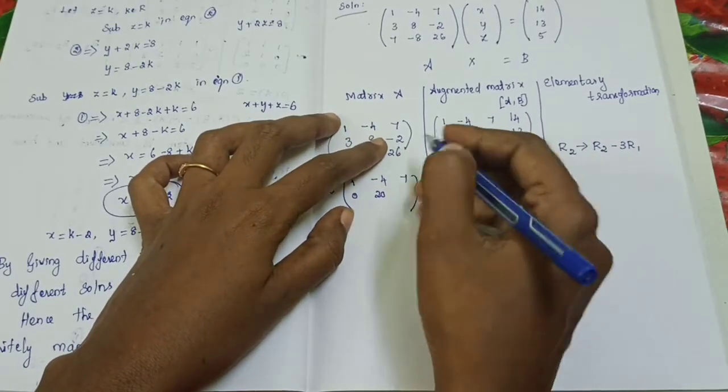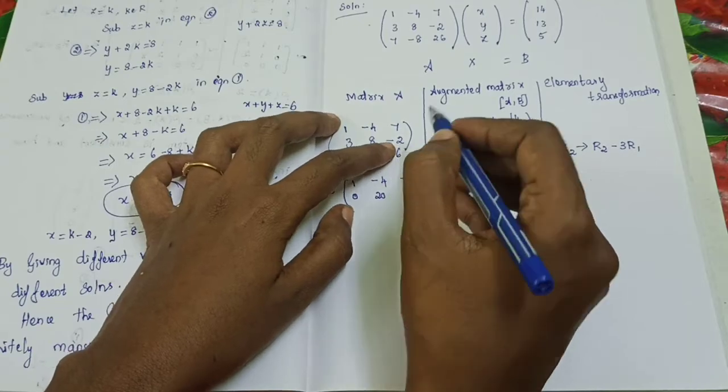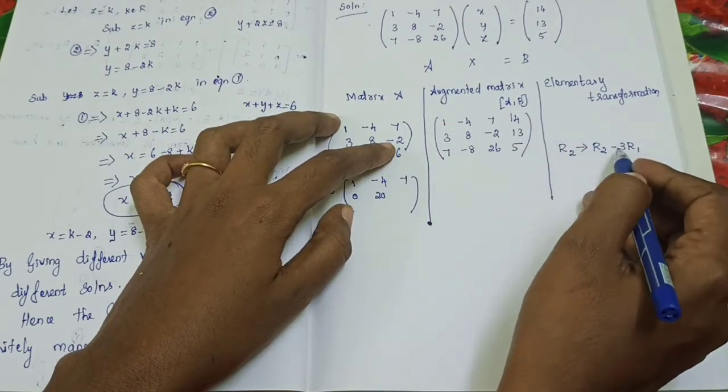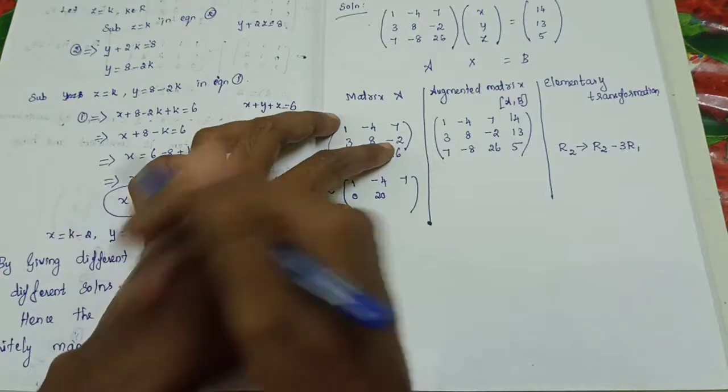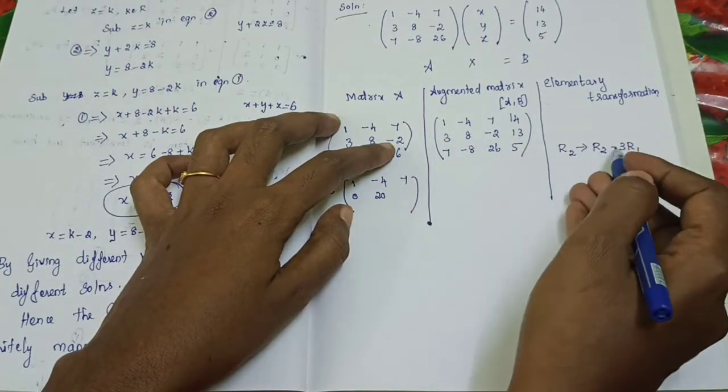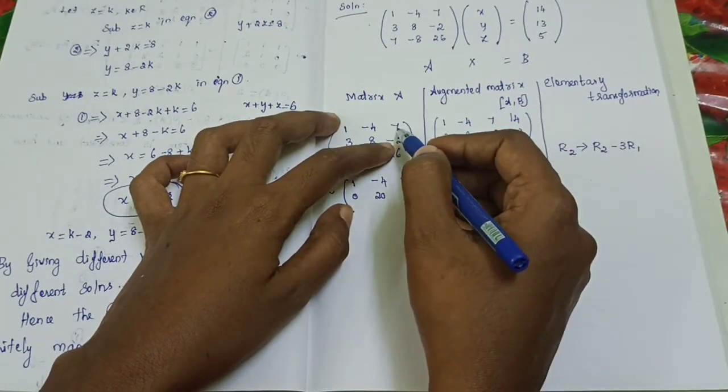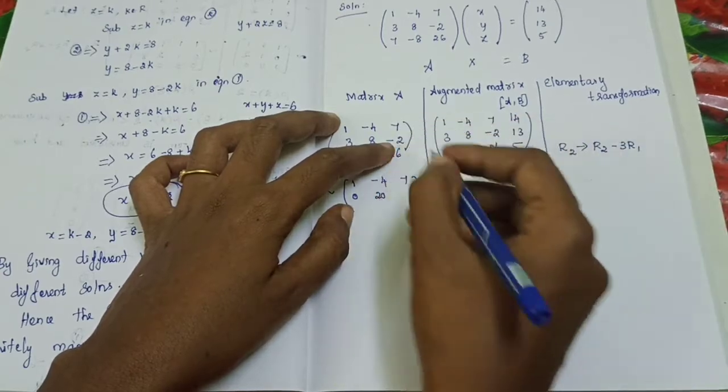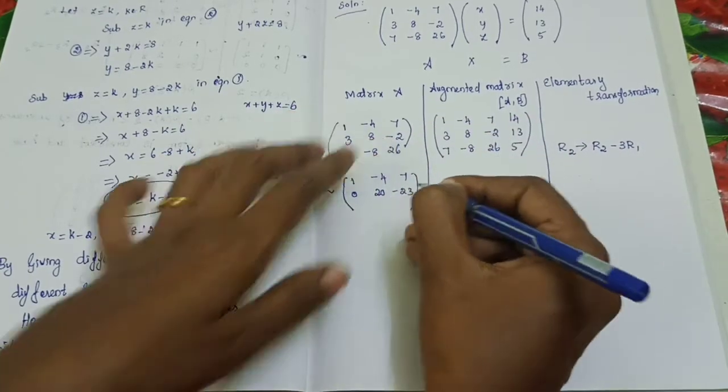Understand? The next is minus 2 minus 3 into 7. So minus 2 is there. Minus 3 into 7 means 21. So, minus 21 minus 2 means minus 23 you will get.